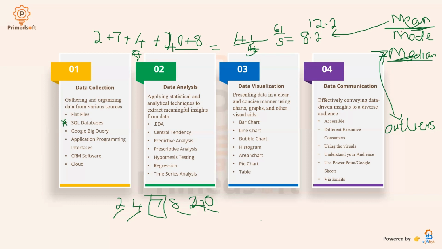This is not a class to calculate mean or median. You're not going to be calculating it like this. Your software does it for you. So don't try to memorize this, but understand what it does. Any challenge with this?